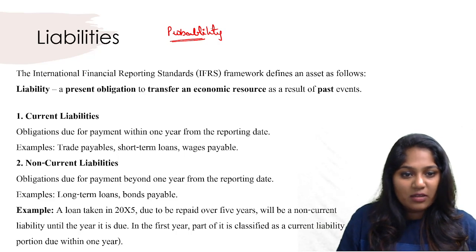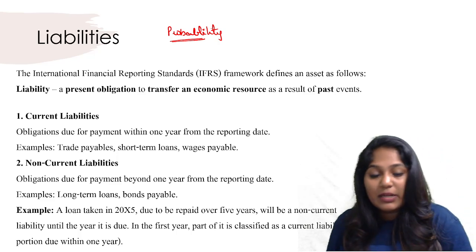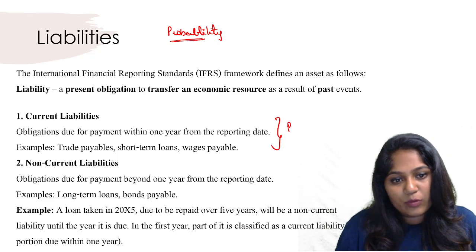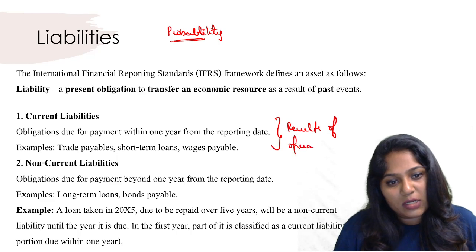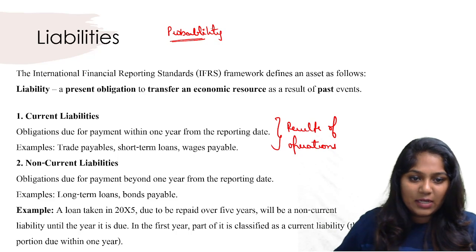Anything more than 1 year from the reporting period, we call it non-current liability. So current liabilities are most likely the results of your operations. What are the results of operations? You run a business and you have bought inventory and you have not paid the supplier. That becomes trade payables, it becomes current liability.